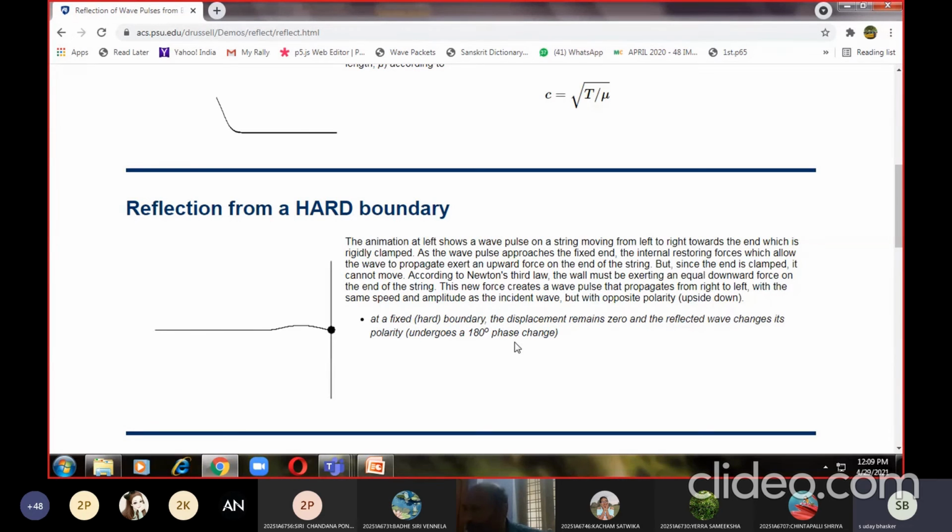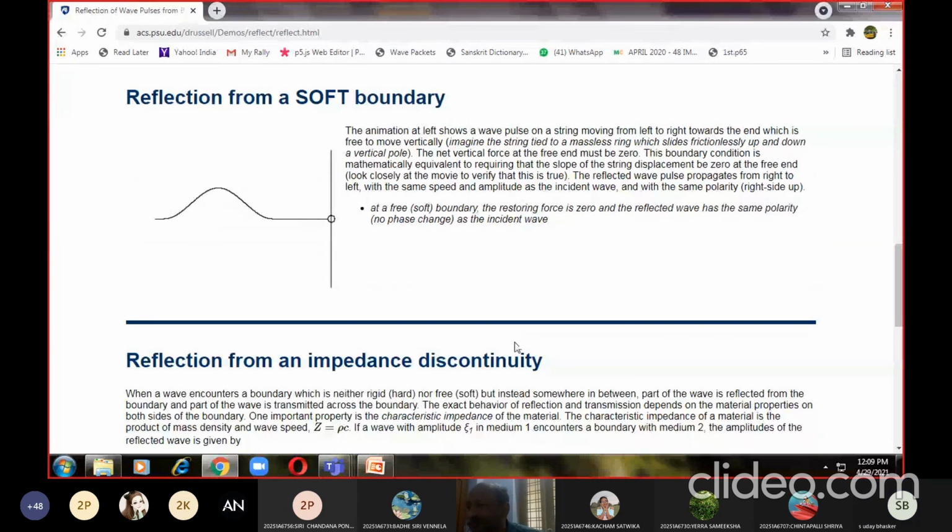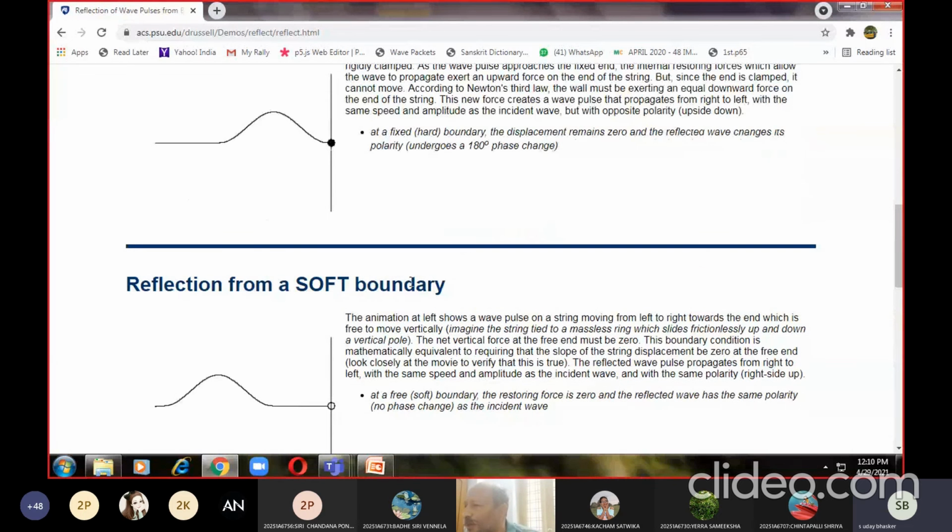This is a very important point that is to be understood. Now what happens when it is a soft boundary? See what's happening. Clear? Did you see what happened here? So when the wave is getting reflected from a rarer medium, it does not undergo any phase change. Reflection is taking place, but it does not undergo a phase change. This is a phenomenon that should be understood very clearly by the students.